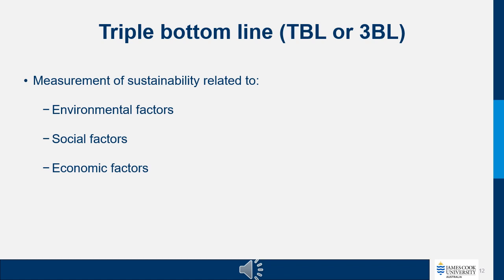All right. The concept of the triple bottom line is a measurement framework that evaluates sustainability by considering three interconnected dimensions: environmental factors, social factors, and economic factors. It aims to assess the long-term viability and impact of an organizational project beyond financial performance alone.